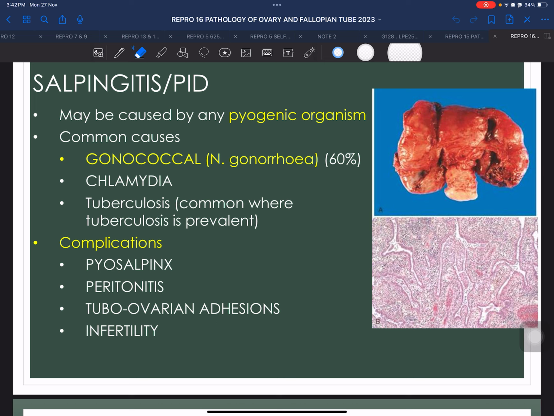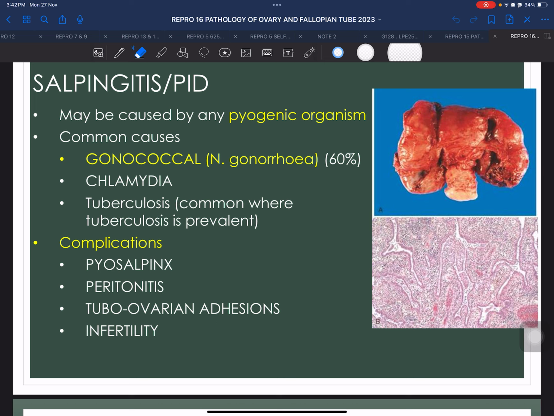So the complications from this inflammation of the fallopian tube are that you can get pyosalpinx, in which you get abscess formation in the fallopian tube. Peritonitis, infection that spills over to the surrounding peritoneal cavity.